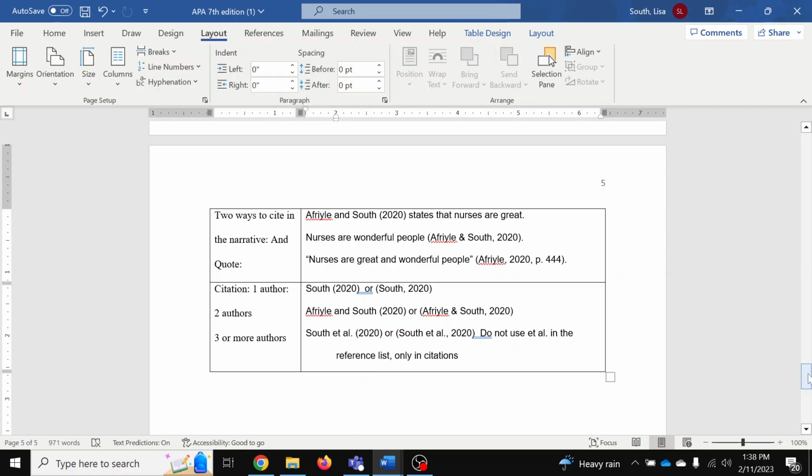Okay. So here's another example of a citation in the narrative. South 2020, South says, da da da da da. Or, nurses are great, and then in parentheses, South, because I didn't use it in the sentence. Same here. I'm showing you how it is in the sentence, how it is when it's not in the sentence. Et al. is used for everything over two authors. South et al. can be in parentheses or out of parentheses.